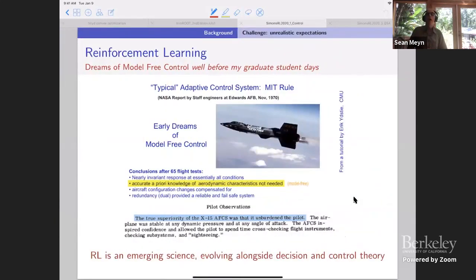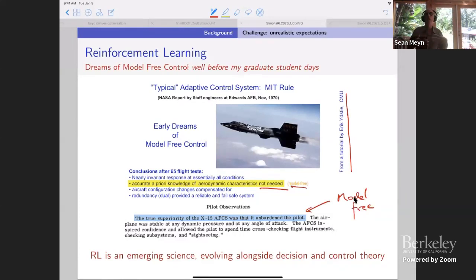All right, so how did control get it wrong? There was incredible excitement about adaptive control back in the 70s and 80s. This is from a really nice tutorial by Eric Yitzi at CMU, which I should have put in the bibliography. Some of the reports about this beautiful airplane were that you don't need a model. It says here, the pilot was unburdened, model free. The airplane was stable at any dynamic pressure, any angle of attack. I think it says somewhere that the pilot could spend time cross-checking flight instructions, you know, making a cappuccino.